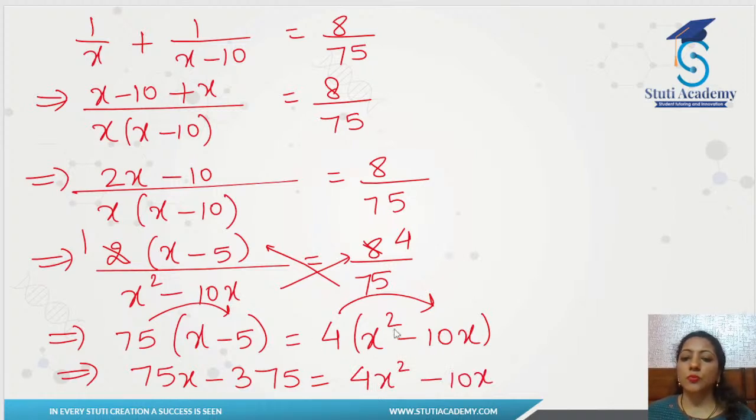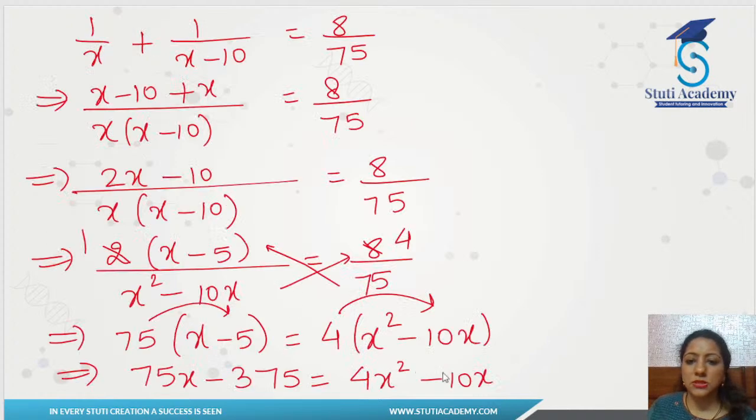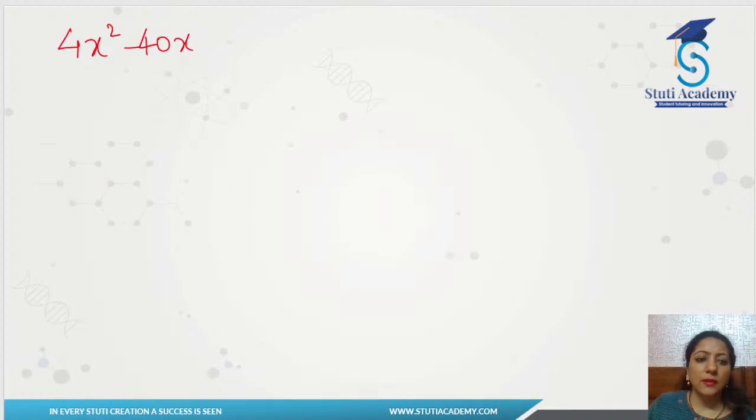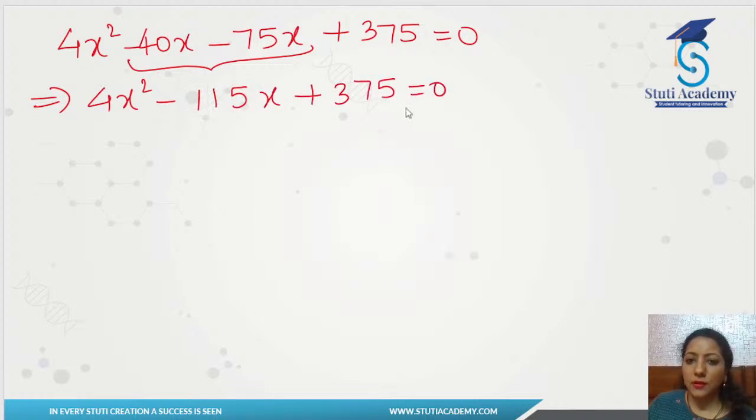Let us take these terms on one side. Let us take them on the right hand side. We will get 4x square minus 10x. Sorry, this is 40x, because 4 multiplied by 10 will give us 40. So this would be 40x, and then we have minus 75x, and this 375 will go on the other side, will become positive 375. That's equal to 0. Now we will have here 4x square minus 115x plus 375 is equal to 0.